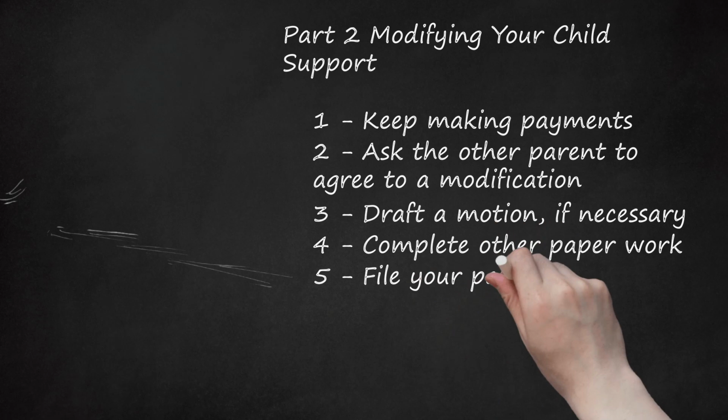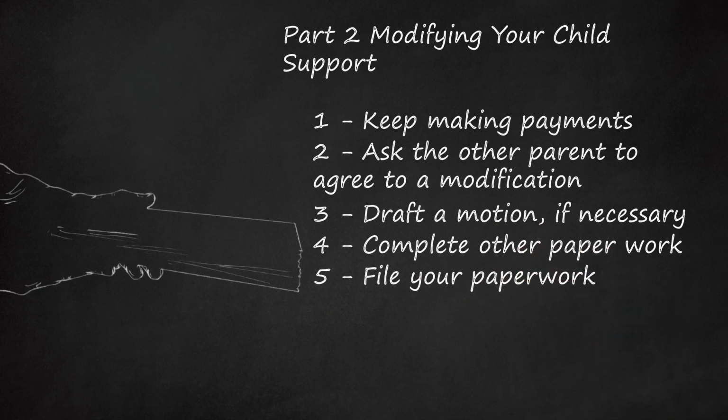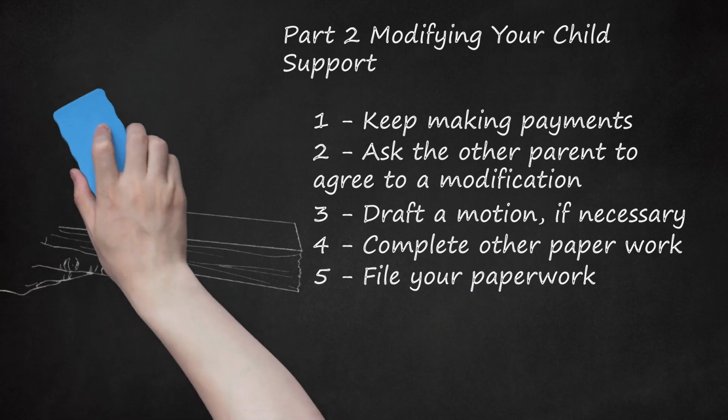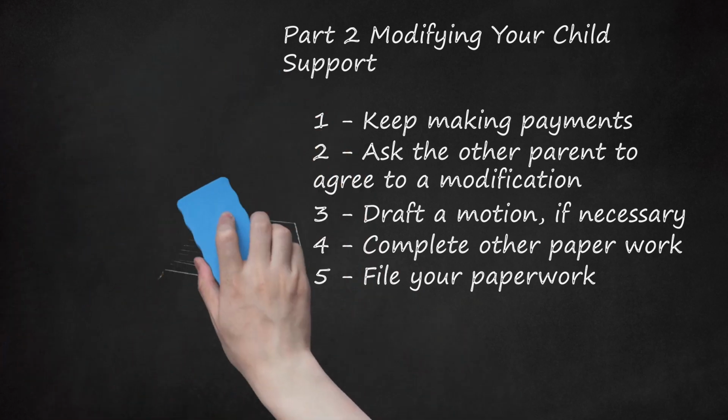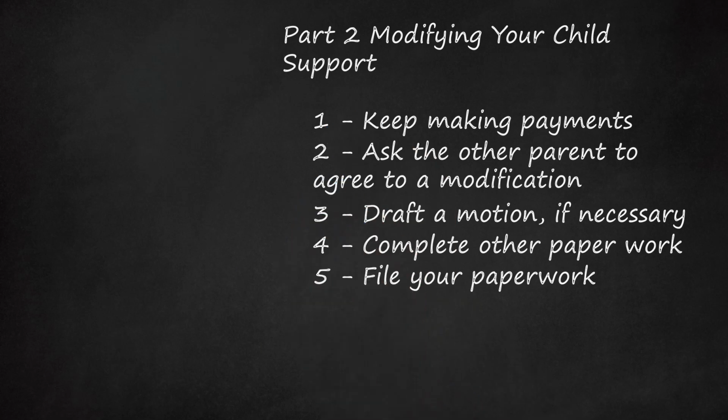5. File your paperwork. Once you finish the motion and related forms, you should make several copies. Take the copies and the original to the court which issued the original child support order. Ask the court clerk to file. The clerk can stamp your copies with the filing date. You may have to pay a filing fee. If you can't afford the fee, then ask the clerk for a fee waiver form.